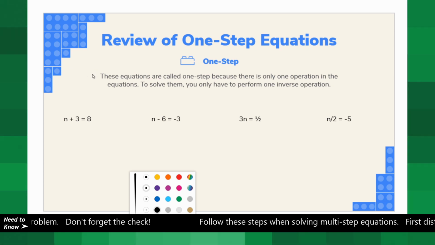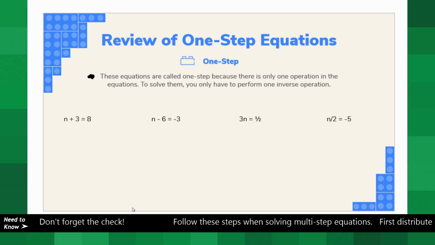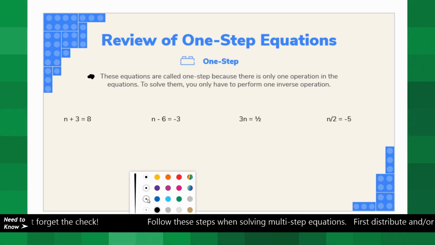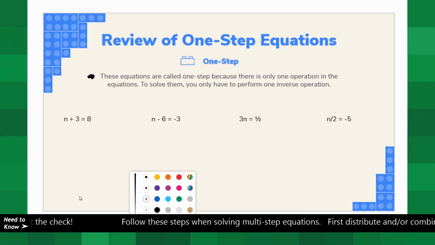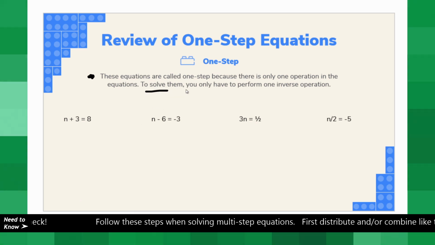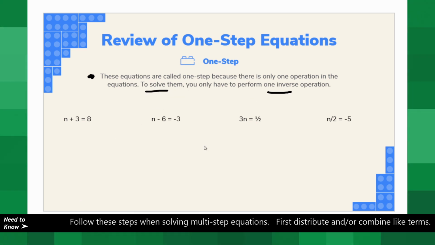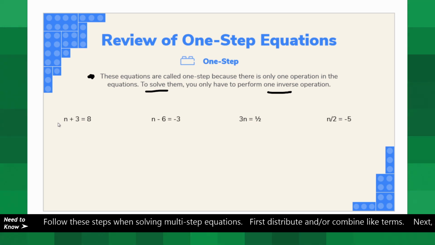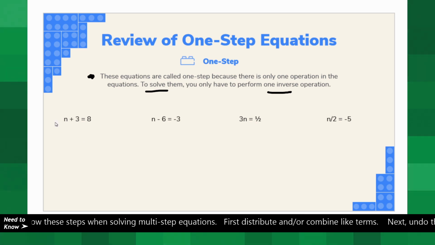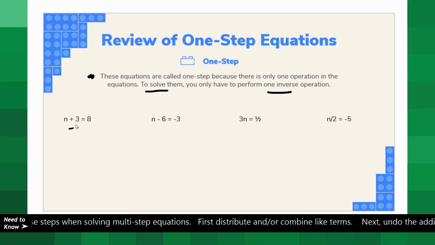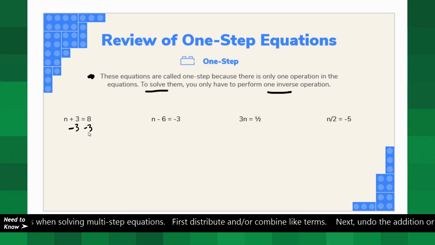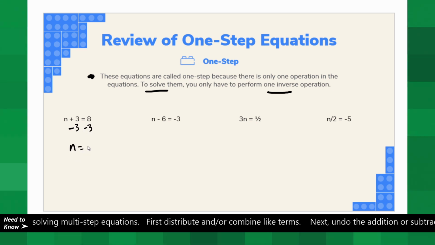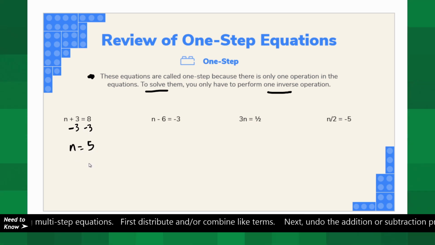Remember, these equations are called one-steps because there's only one operation in the equation. It's either addition, subtraction, multiplication, or division. To solve them, you only have to perform one inverse operation. So here, the first one, I have n plus 3 equals 8. To solve that, I subtract 3 from the left and I subtract 3 from the right, and I get n equals 5. That's my solution.